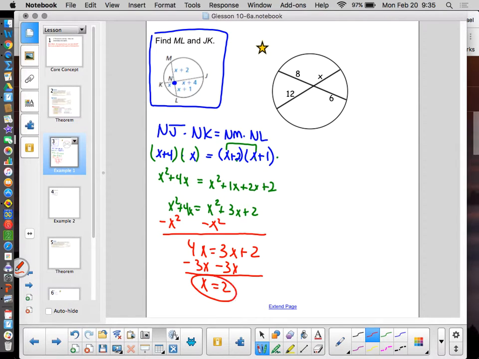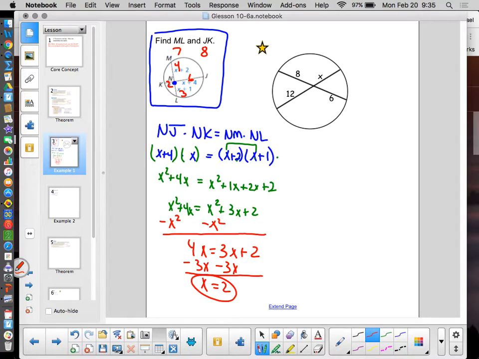Do the rest of the simple algebra, and I get x equals 2. Once I know the value of x equals 2, I can substitute back in very quickly to find ML. ML is going to be 2 plus 2, this is going to be a 4, this is a 3, this is a 6, and this is a 2. And sure enough, 4 times 3 equals 6 times 2. That works out. So ML is going to be 7, and JK is going to be 8.